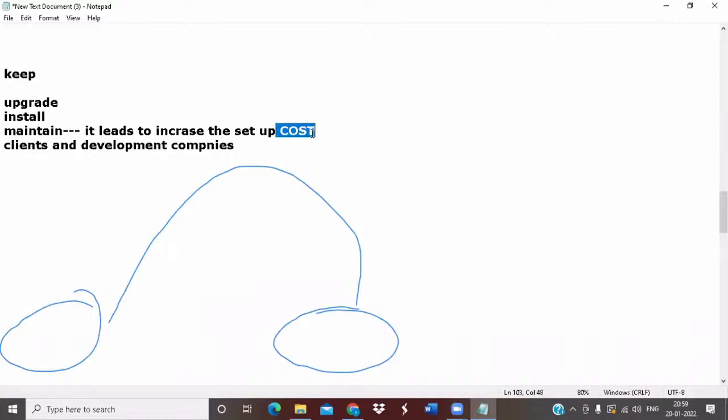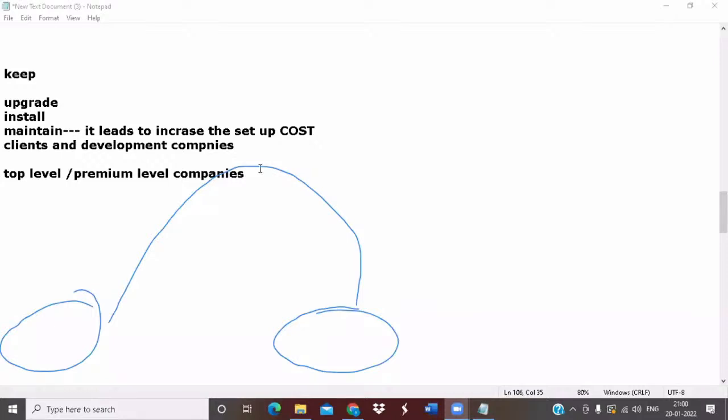Because of the setup cost, only top level companies, or I can say premium level companies, are using software applications in their business, but not small companies.